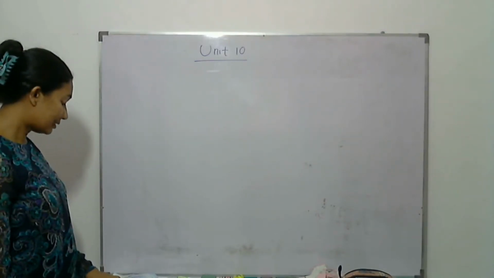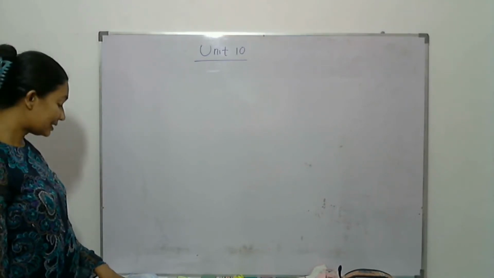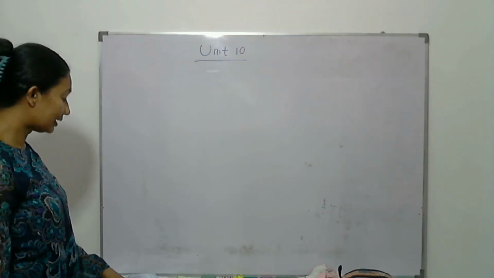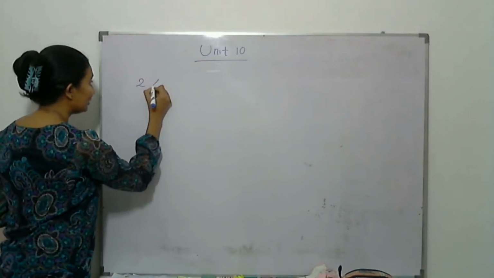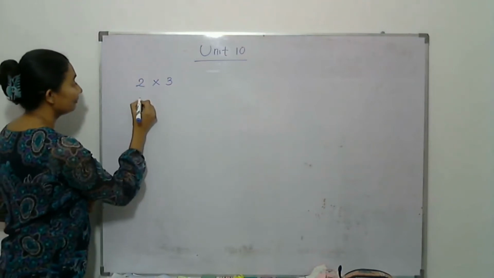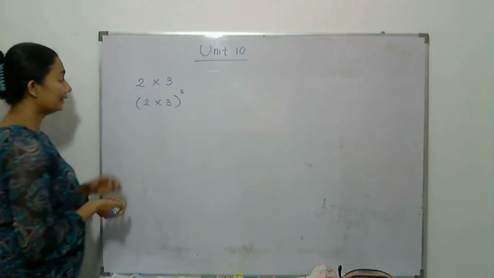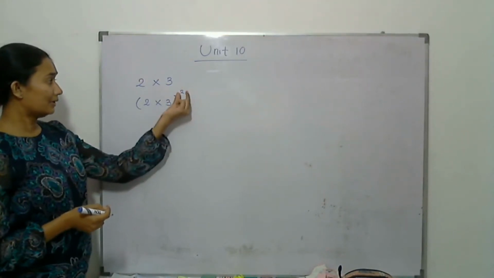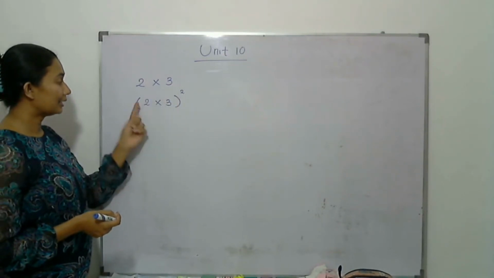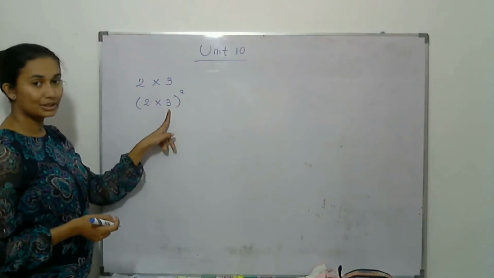Now look at your textbook page number 113. Okay, underneath this subtopic they say it like this: 2 into 3 is a product of 2 and 3. And 2 into 3 to the power 2. Here we have a product and the power of this product. This is what we call power of a product.